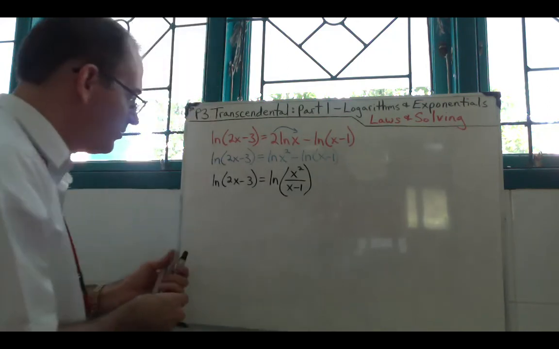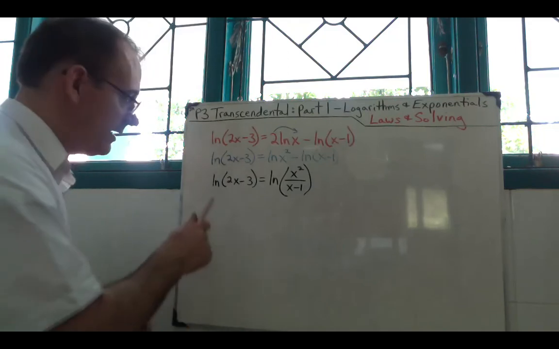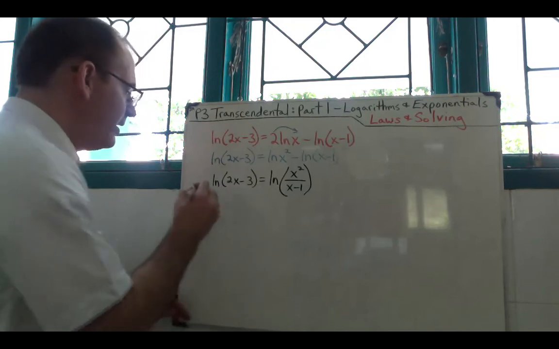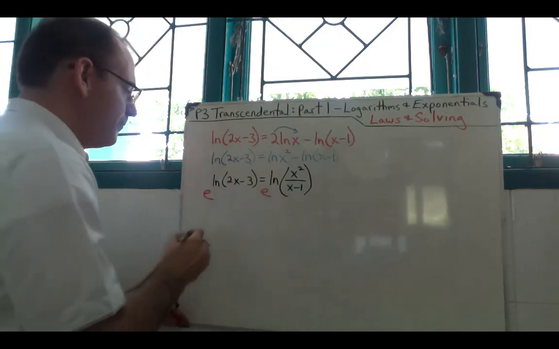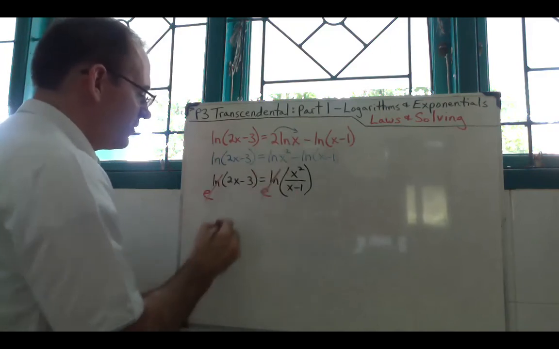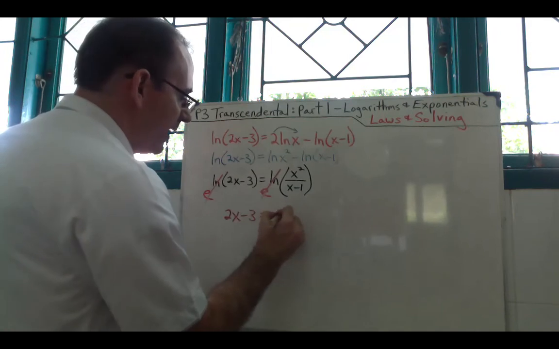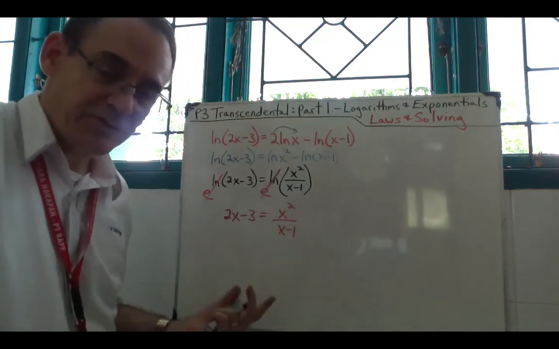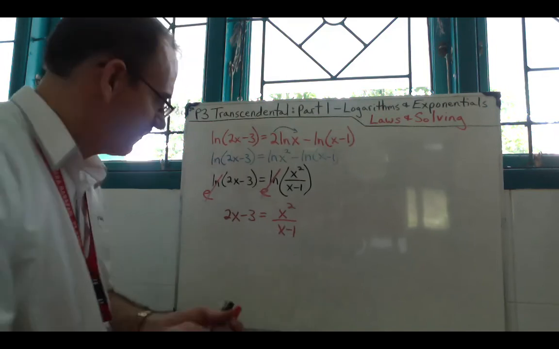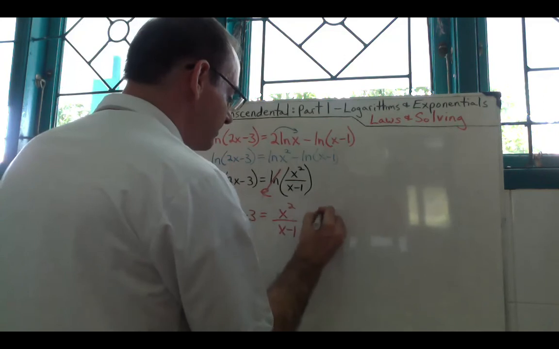And so we're going to exponentiate both sides to base e, because our base of ln is e. So we exponentiate both sides to e, and that cancels, and that leaves us with 2x - 3 equals x squared over (x - 1). Now we're just down to algebra. So we're going to multiply both sides by (x - 1).